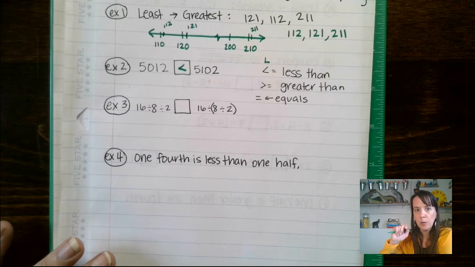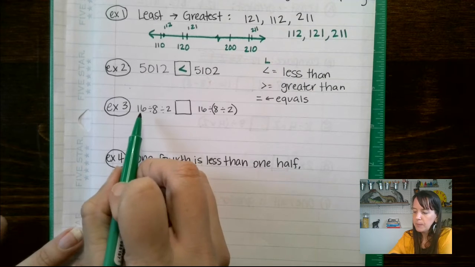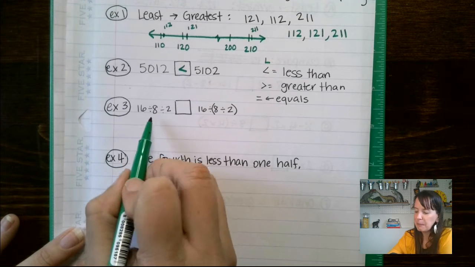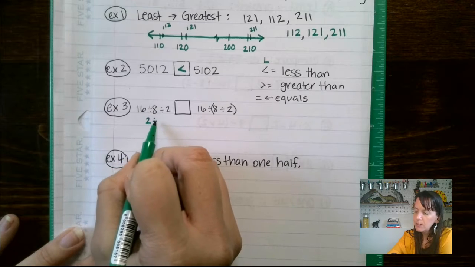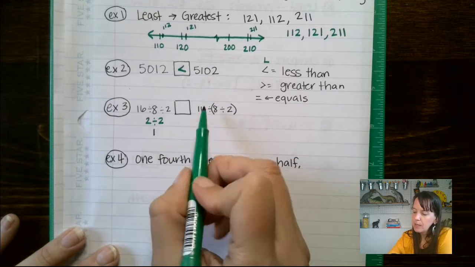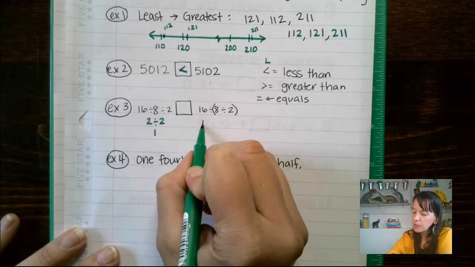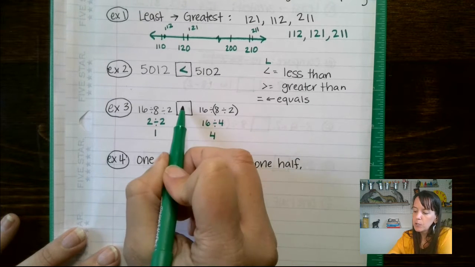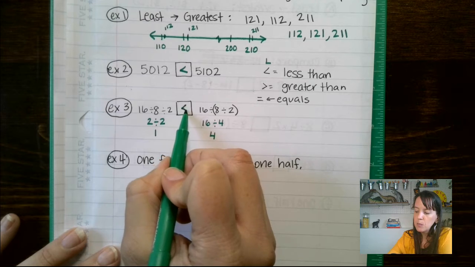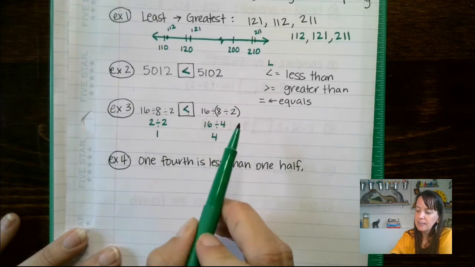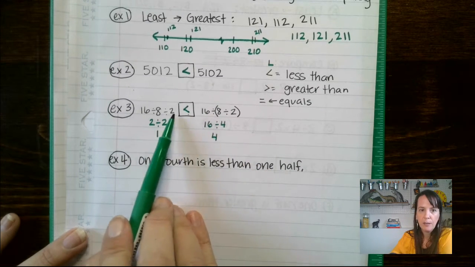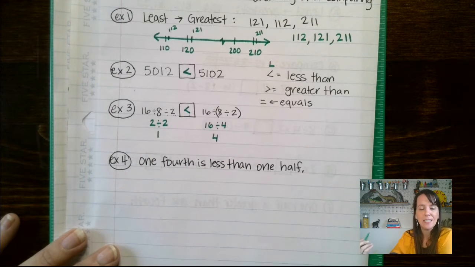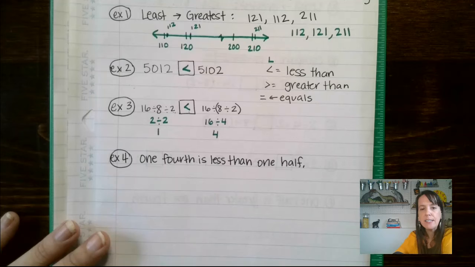All right, let's talk about this. This goes back to our order of operations a few lessons ago. 16 divided by 8 is going to be 2. 2 divided by 2 gives me 1. Now this one we want to do the parentheses first. So 16 divided by 4 gives me 4. Which one's larger? This one is less than this one, right? So 16 divided by 8 divided by 2 is less than 16 divided by quantity, which just means parentheses, 8 divided by 2.